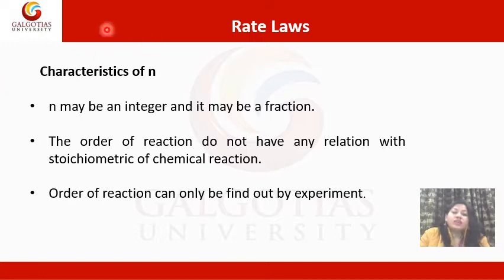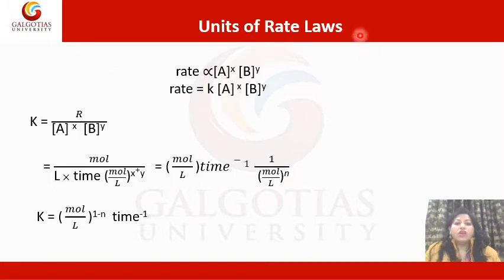What are the characteristics of n? n may be an integer and it may be a fraction. The order of the reaction does not have any relation with the stoichiometry of the chemical reaction. The order of a reaction we only find out by experiment. Now we discuss the units of rate law.